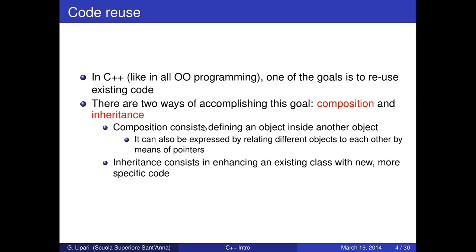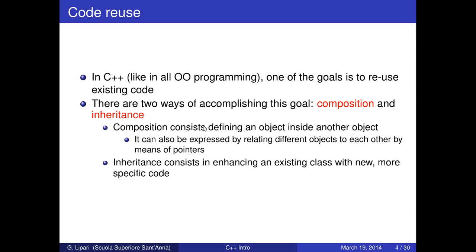One of the goals of every object-oriented programming is to reuse software, to make the reuse of software as simple as possible. Now there are two ways of doing this in object-oriented programming. The first one is called composition, and the second one is called inheritance.